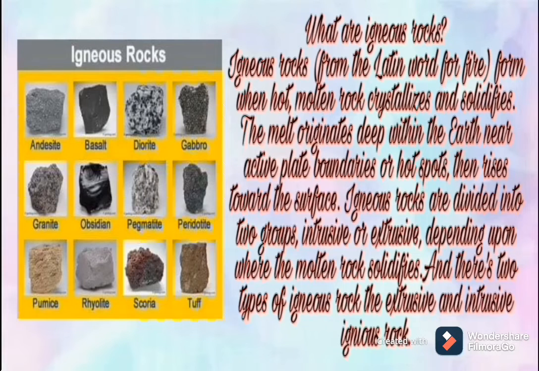What are igneous rocks? Igneous rocks, from the Latin word for fire, are formed when hot, molten rock crystallizes and solidifies. The melt originates deep within the earth near active plate boundaries or hot spots, then rises towards the surface. Igneous rocks are divided into two groups, intrusive or extrusive, depending upon where the molten rock solidifies.